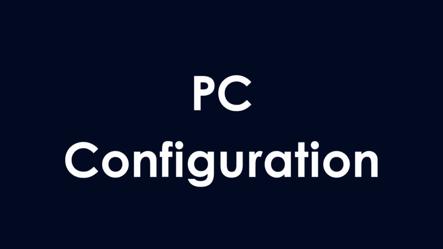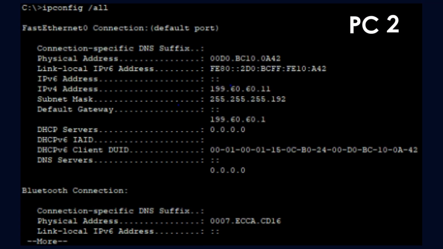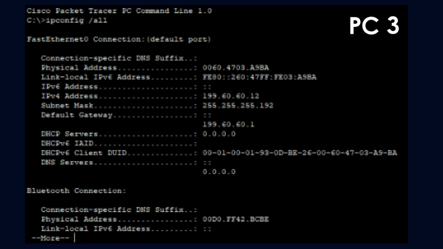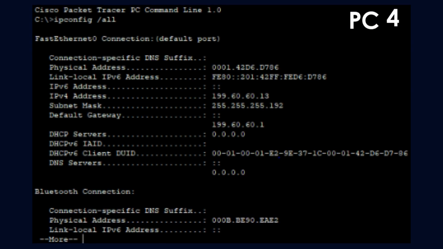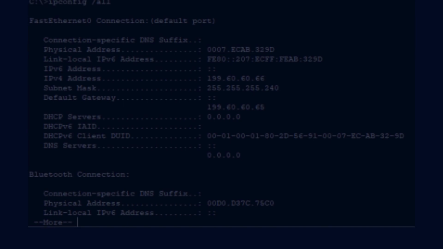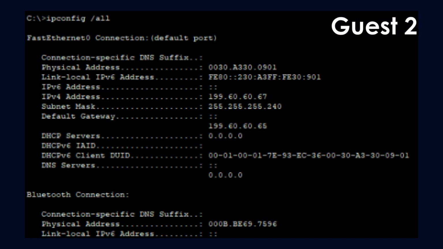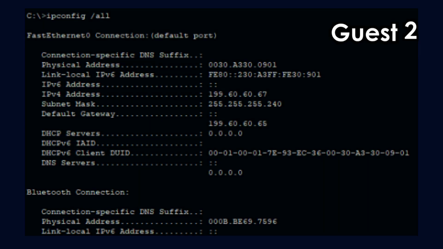So next we move into PC configuration. This is the IP config for PC1. This is the IP config for PC2. This is the PC3 IP config. And this is PC4 IP config. And then this one is guest1 IP config. And next we have guest2 IP config.